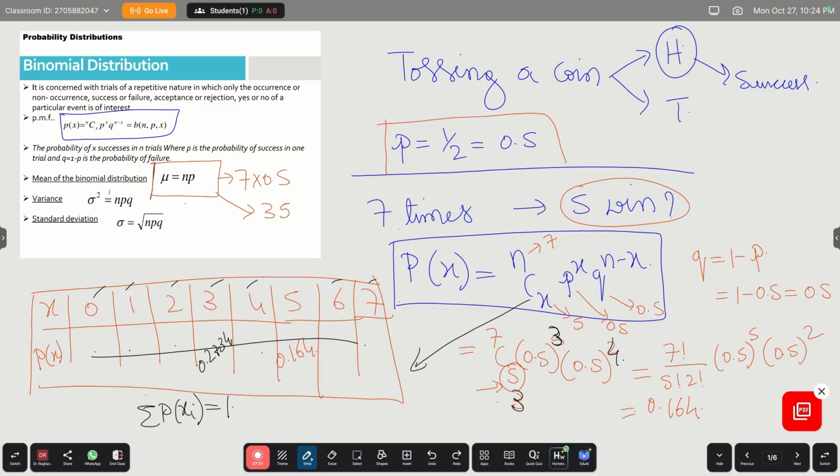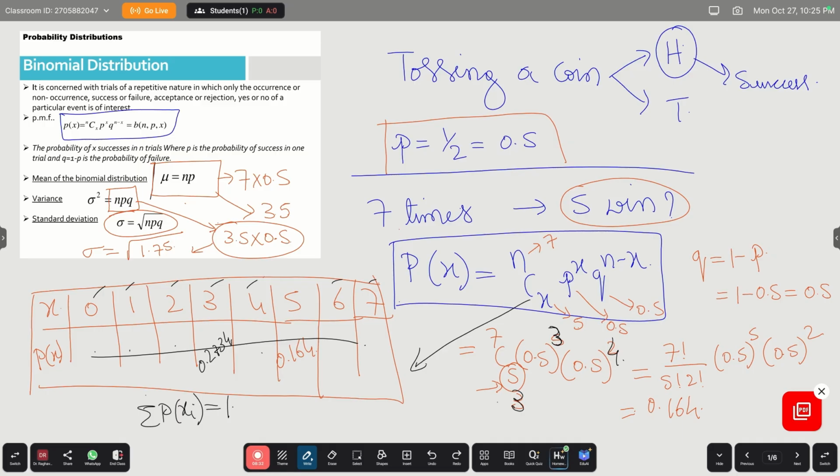And similarly, you can find the variance. Variance formula will be n into p into q. So n into p we already got 3.5, and we will multiply q to this. So this will give you the variance, approximately 1.75. And once you have the variance, you already know that standard deviation is just the square root of variance. So standard deviation will be square root of 1.75.